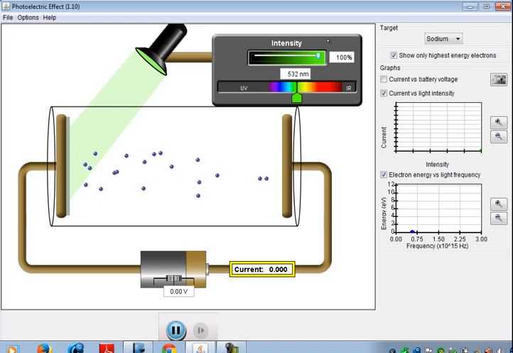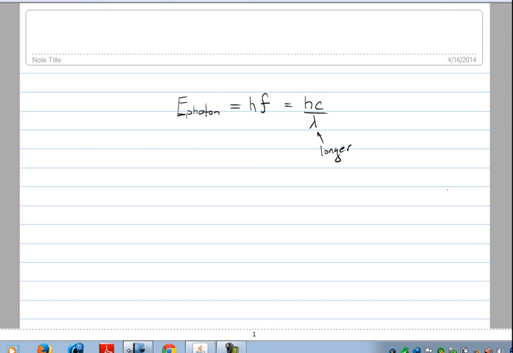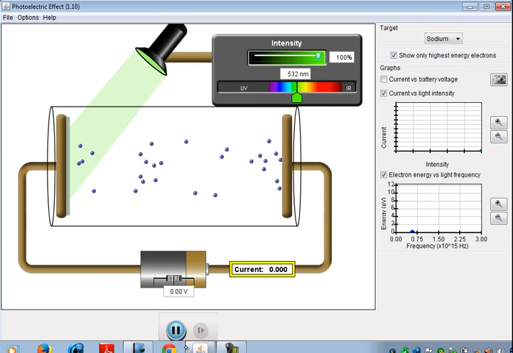There was no increase in kinetic energy of the ejected electrons, even though there's a lot more energy hitting the surface per second. Completely consistent with Planck's equation, E equals hf or hc over lambda. Lambda didn't change, frequency didn't change, energy per photon didn't change. Therefore, the kinetic energy of the ejected electrons should not change. However, at the greater intensity, there should be a lot more electrons ejected per second, because there are a lot more photons hitting the surface per second.